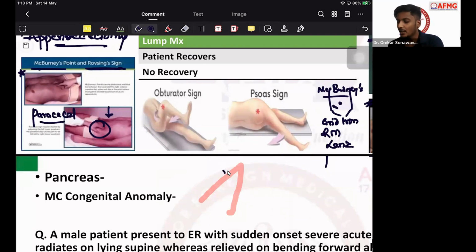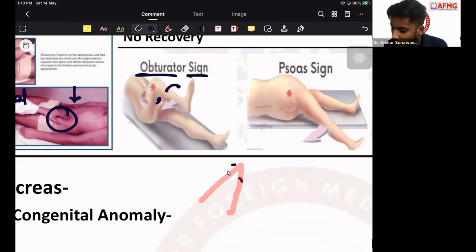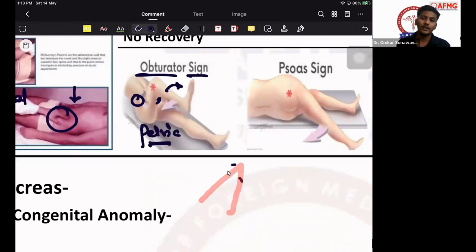Next, if the patient's lower limb is flexed and internally rotated, and then there is pain in the right iliac fossa, that is what is called your obturator sign. It is positive when the appendix is pelvic in location.